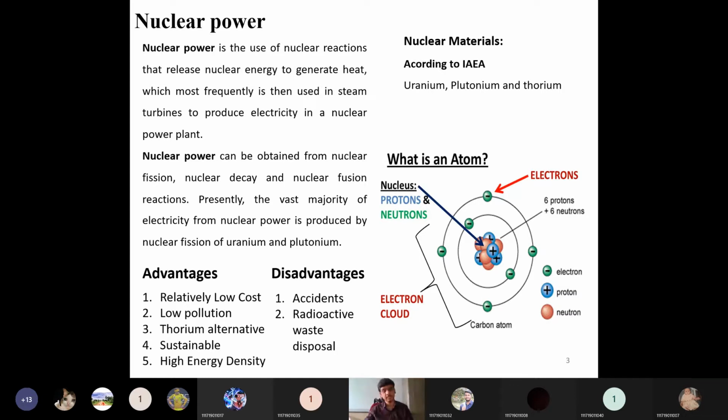But obviously for every process, when there are advantages, there will be disadvantages also. What are the disadvantages of nuclear energy? Accidents might be happening. Accidents are inevitable in nuclear power plants. We have to be very careful about the accidents.